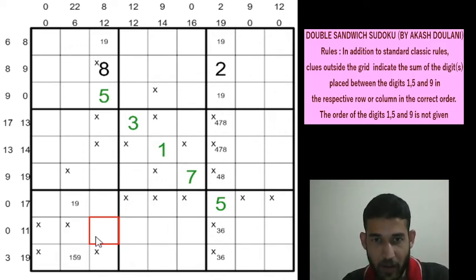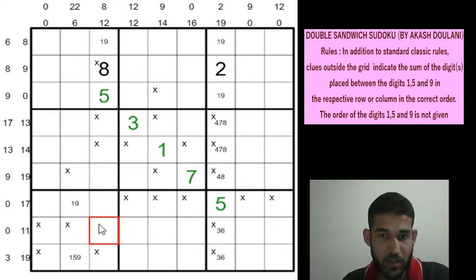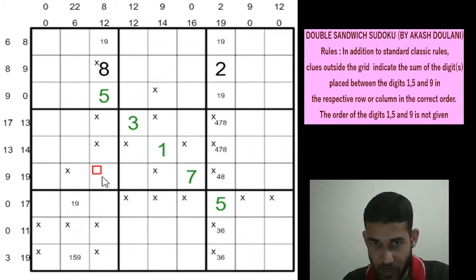But you cannot have a 1 and 9 in row 8 column 3, because then you will have 4 cells without the 1 that will take the total above 12. So we cannot have a 1 and 9 in row 8 column 3. So you have a 1 and 9 here or 1 and 9 here.